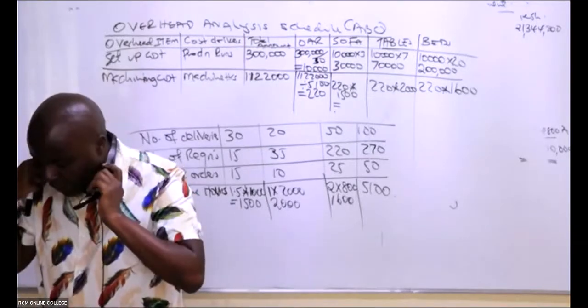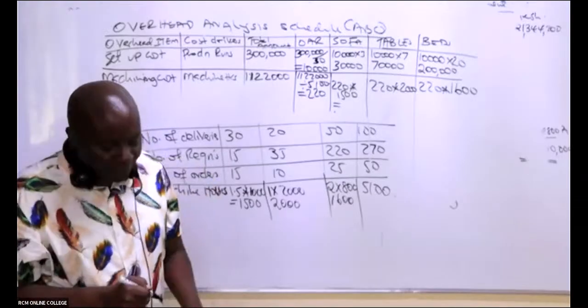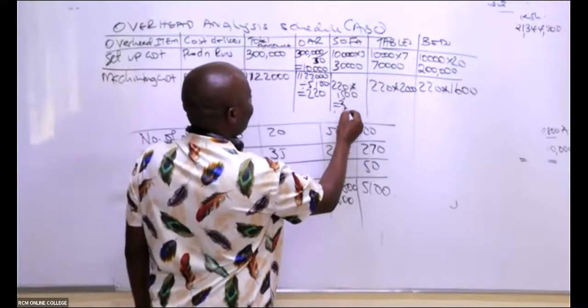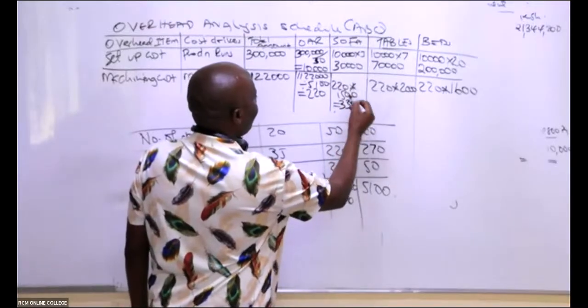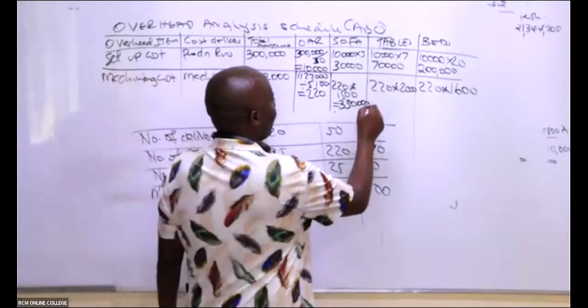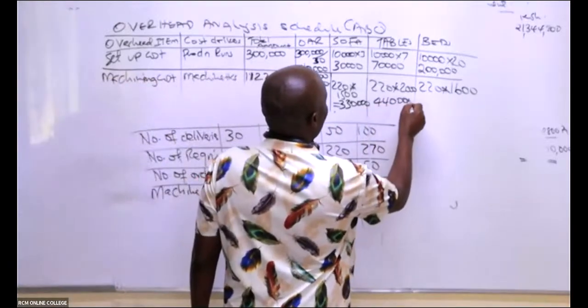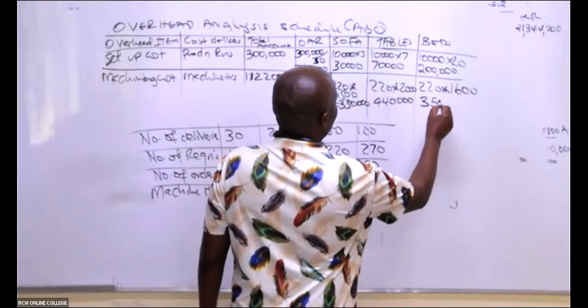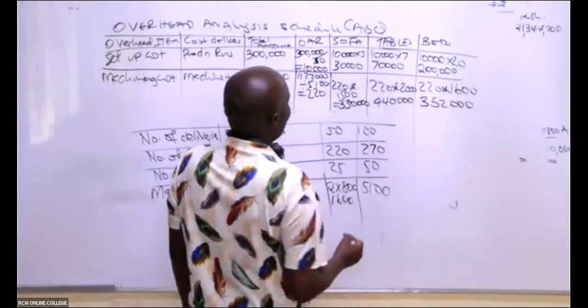So I find in the rows that they have given me answers. The first one I'm being told is 330,000. The second one, 440,000. The third one, 352,000. Thank you so much.